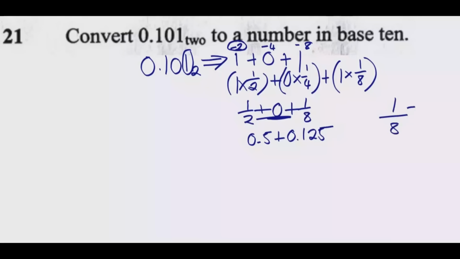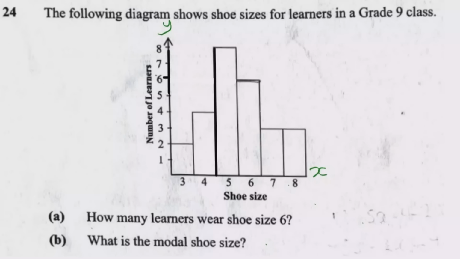Now when we come to the actual question, we're going to go to question 24a, which is: how many learners wear shoe size 6? When we come to the x-axis where there is shoe size, we will notice that size 6 is here, and then how many learners wear size 6? When we follow this bar, we will see that it ends at 6. So there are 6 learners. So I've answered question 24a.